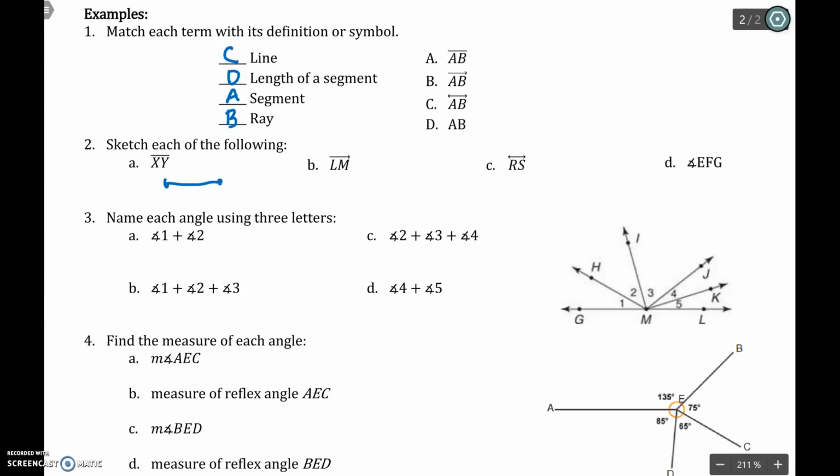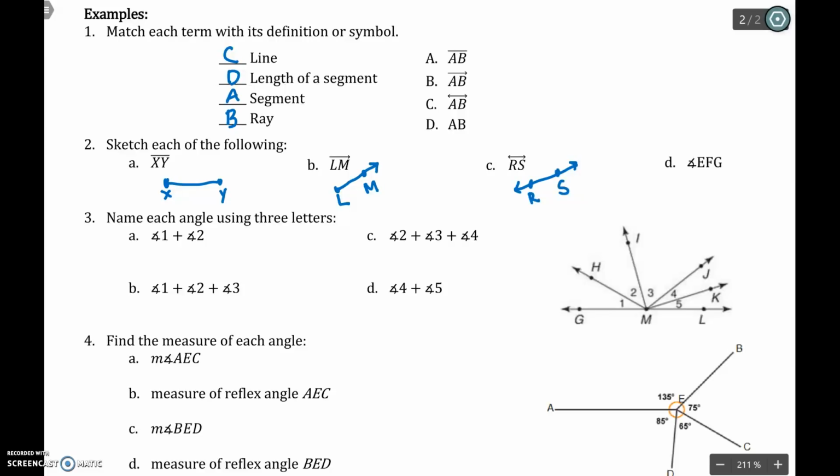That means that it is a segment XY, and X and Y are the endpoints. For 2B, we have L and M, and since there's only 1 arrow, it would be a ray. The arrow is not over the L because that's the endpoint. It is over the M because that is the point that it goes through. For C, we have 2 arrows. That means it is a line, and it's going to go through both point R and point S.